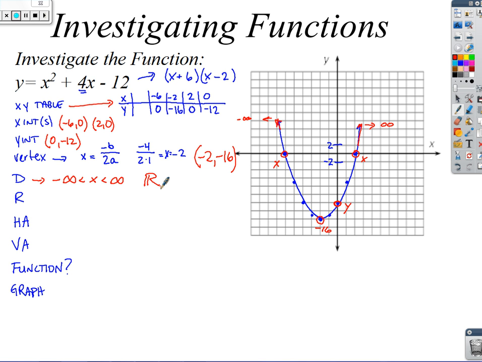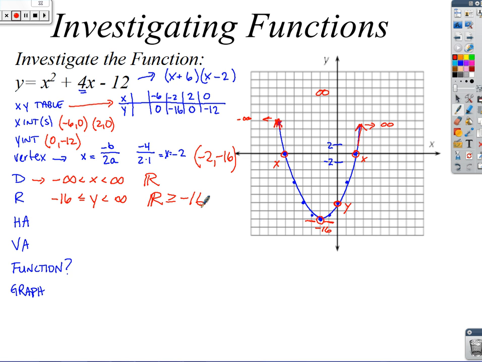Range is a little different. These arrows do go up forever, both directions. So up forever is infinity. However, they do have a lowest point, in this particular case, negative 16. So I can write my range two different ways. I can write it as a compound inequality, negative 16 is less than or equal to y, and then less than infinity. Or I could write it using the all real number symbol, greater than or equal to negative 16.